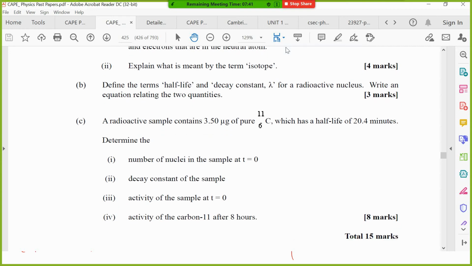It says that a radioactive sample contains 3.5 micrograms of pure carbon-11, which has a half-life of 20.4 minutes. Determine the number of nuclei in the sample at time equals 0. They want you to find the time constant of the sample, the activity of the sample at time equals 0, and also the activity of the sample after 8 hours. You can see it's an 8-mark question. The chances are this probably values 2, 4, 6, 8.